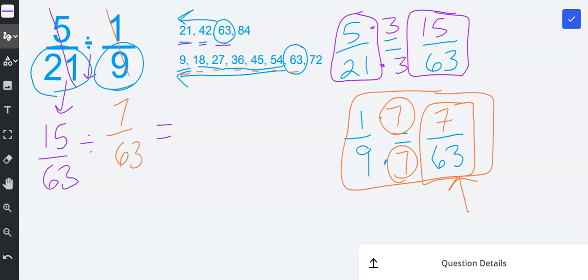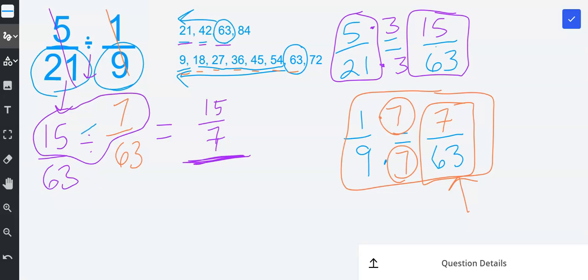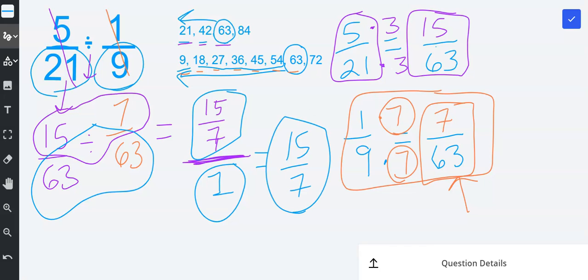And now that we have common denominators, we can go ahead and divide the numerators. So 15/7. And then we can divide the denominators. So 63 divided by 63, I get 1. And then 15/7 divided by 1 gives me just 15/7, which you may leave as an improper fraction, or we could write this as a mixed number.